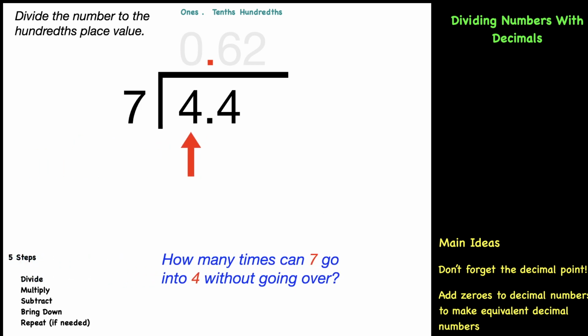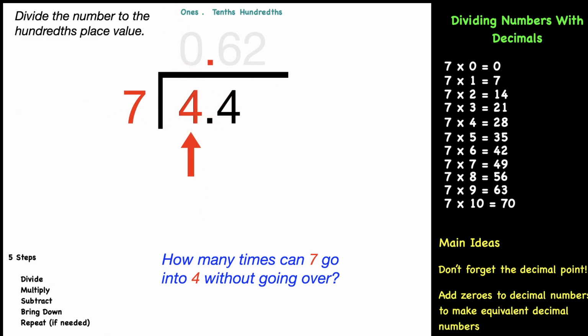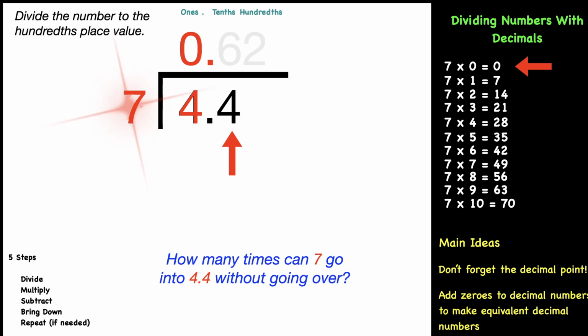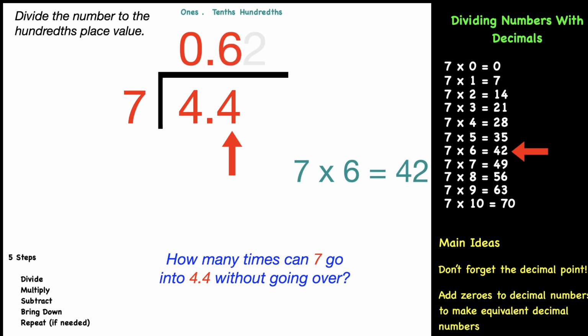Starting with the 4, how many times can 7 go into 4 without going over? Looking at our 7 facts, that would be 0 times, and that goes at the top. Now we're going to move over to the next place value and ask again, how many times can 7 go into 4 and 4/10 without going over? Looking at our facts, that would be the fact 7 times 6 is 42. The 6 goes at the top in the 10th place value, and the 42 goes on the bottom, but we add our decimal point, and now we're ready to subtract to find the difference.